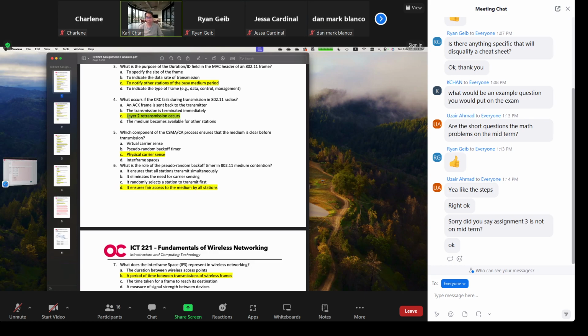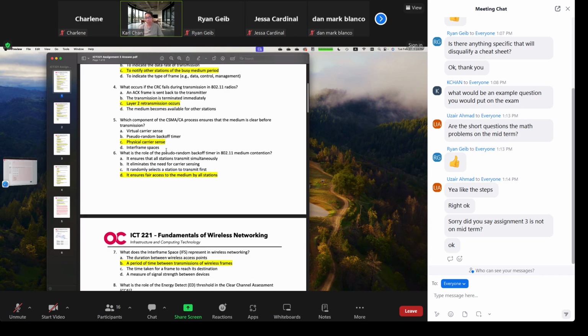If we have too much layer 2 retransmission, it means the medium keeps busy but no data is transmitted. So layer 2 retransmission occurring is not good for our case.